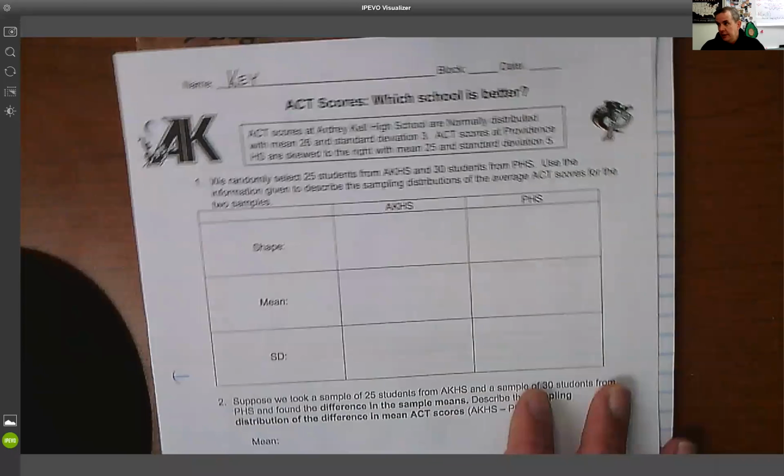Okay, good morning, everybody. Today we're going to talk about sampling distribution for two means. It'll be a difference in means is what we're talking about. Let's take a look at our example, the example we worked on in class.